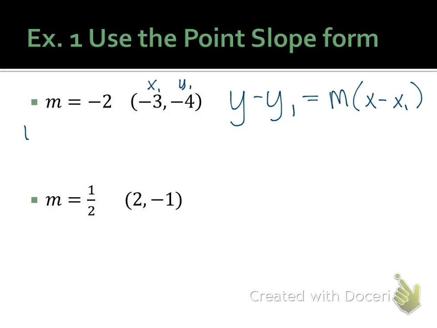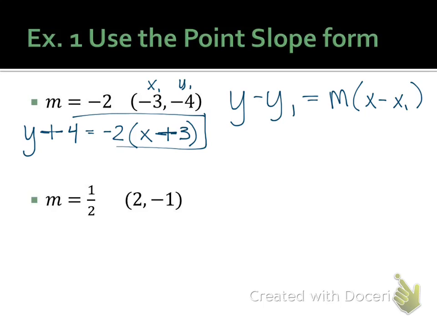So now all it is plugging in the numbers. So we say y minus y1. Well, what is y1? What does the double negative change to? A positive. So it has to be plus 4. Equals m, which is negative 2, times x minus x1. Well, what's x1? Negative 3. So what is this double negative going to change to? Positive. That's your answer. That's it. All we're doing is plugging it in.